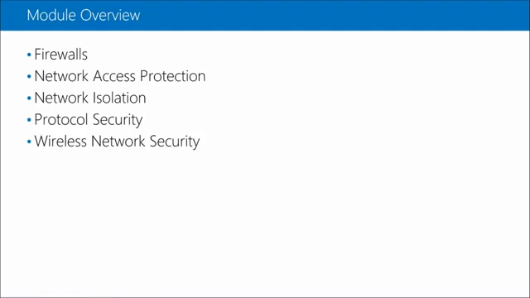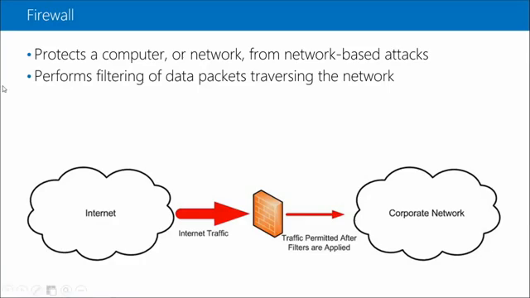Module overview. We're going to talk about firewalls, network access protection, network isolation, protocol security, and wireless network security. So first of all, firewalls. Firewalls protect a computer, a network, or a network segment from network-based attacks. It performs filtering of data packets traversing the network and can filter out different kinds of content. Different types of firewalls will filter out different kinds of content. The graphic here gives you an idea of how it might work.